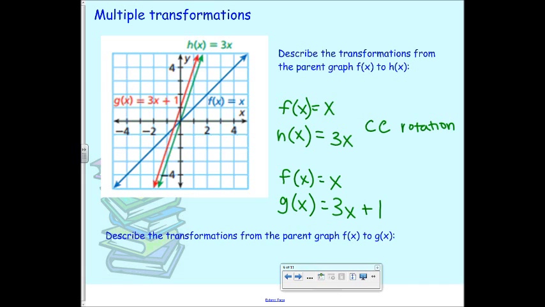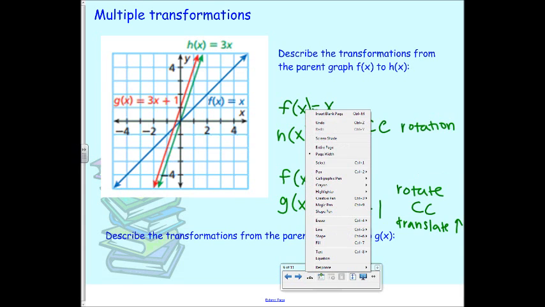The slope and the y-intercept, which means this was still a rotation. But what else did it do? It went up 1. Exactly. So that's what we call multiple transformations. So you rotate counterclockwise and translate up. All right? So if I gave you a question on a quiz, this is the kind of answer you would need to put. Like rotate it counterclockwise, translate it up or down.